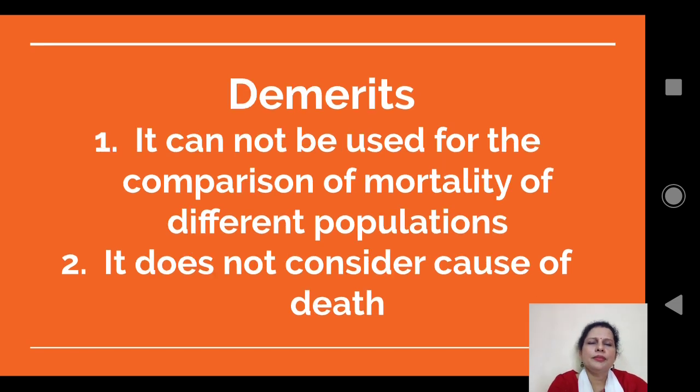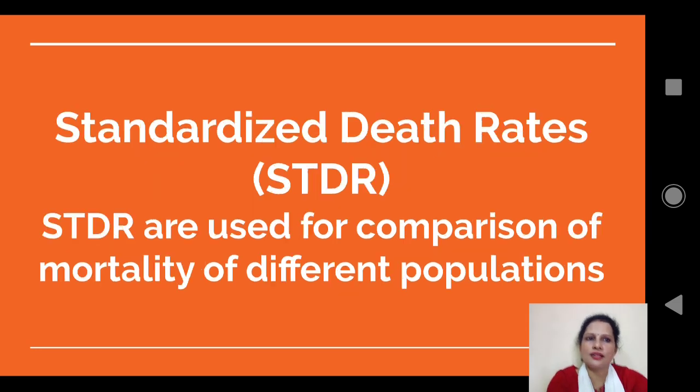Okay, the demerits. It cannot be used for the comparison of mortality of different populations. The reason is here we are not getting the mortality rate as a single number. We are getting mortality rate for different age groups. Second one, it does not consider cause of death. Age-specific death rate finds the death in different age, but it does not reveal the cause of death.